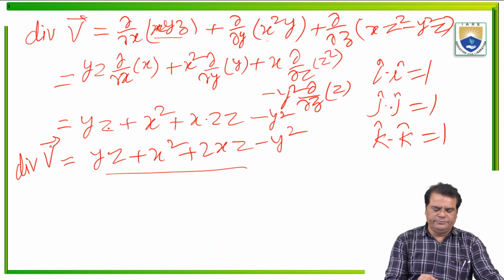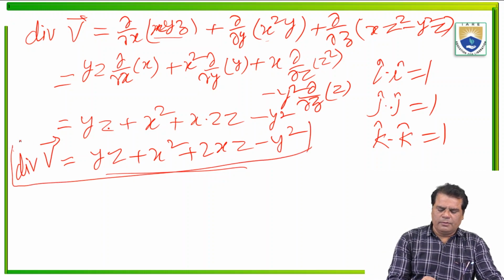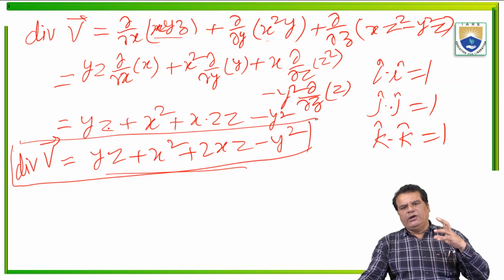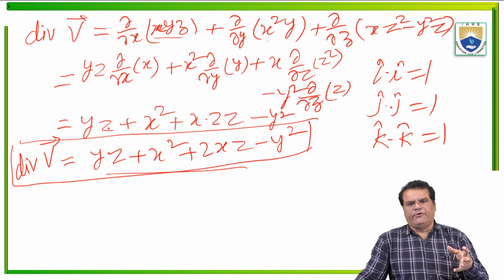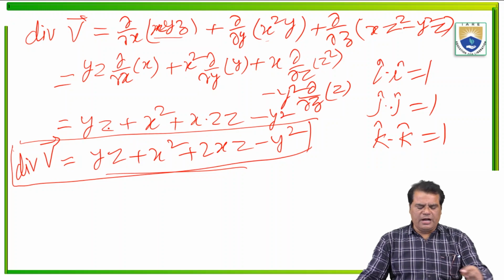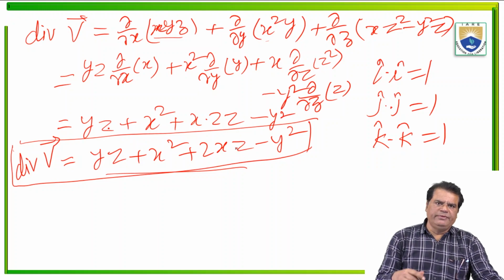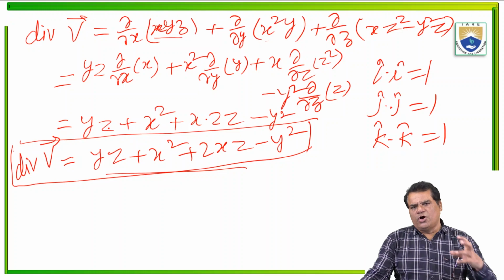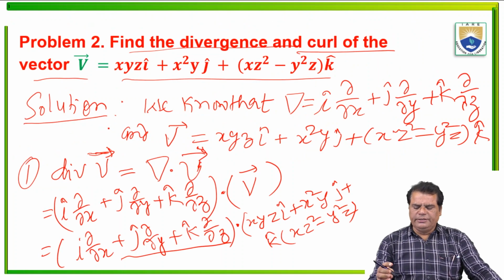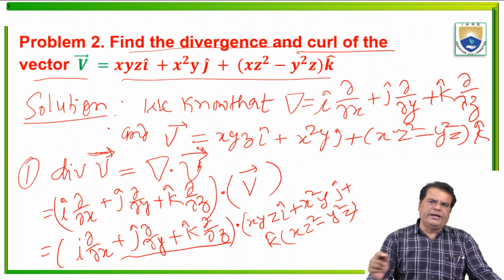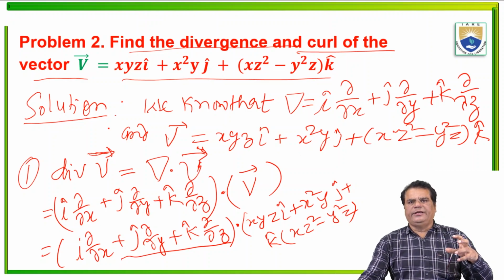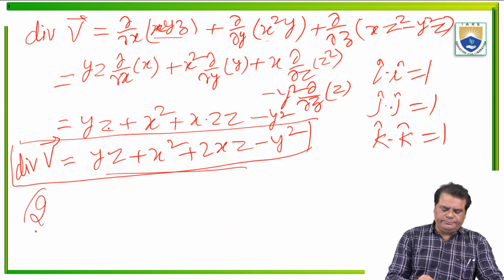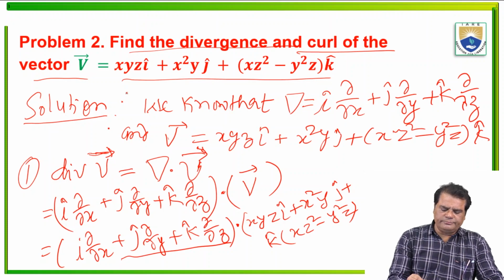Divergence of v. If the value of the position is given in our question, suppose in constant form, then putting the value of x, y and z here, after finding this, we get the divergence of v in constant terms. In this question, the second point is the curl of a vector point function. Now we will find the curl of a vector v. So this is point 1.